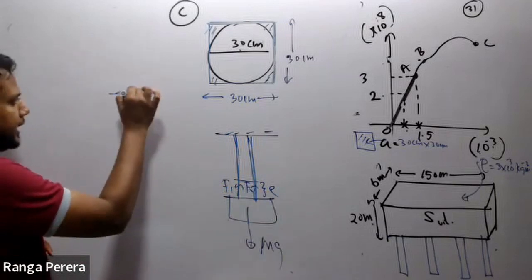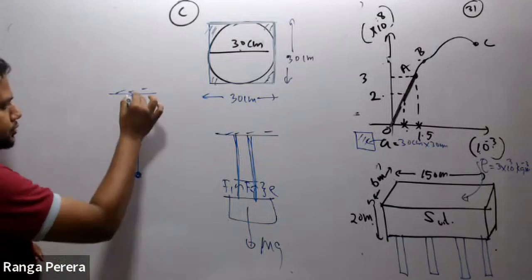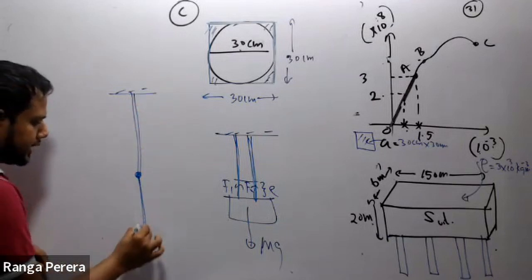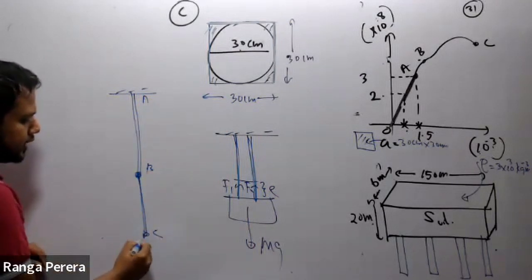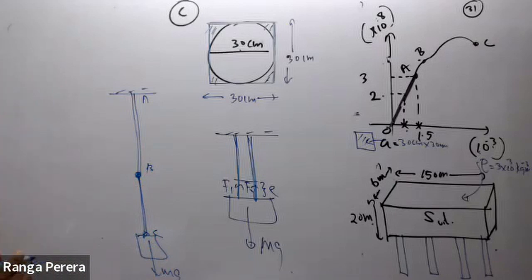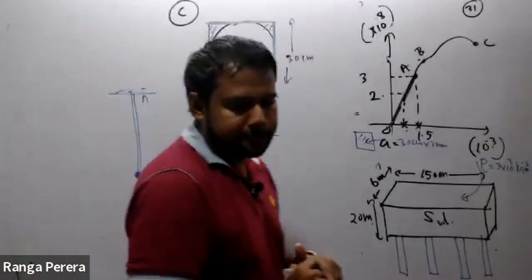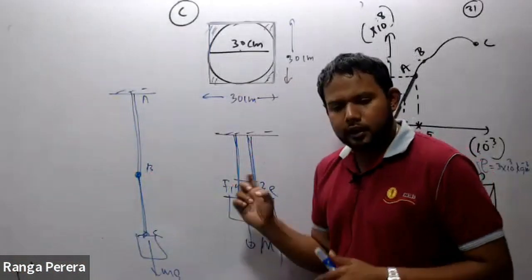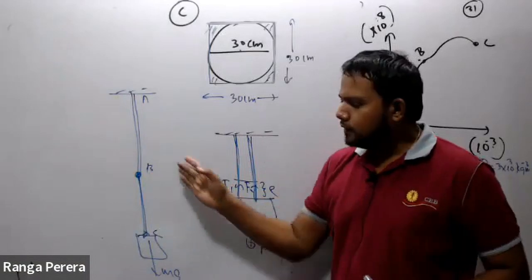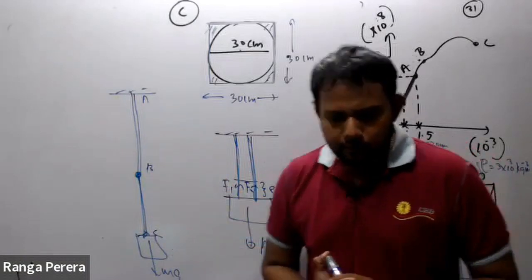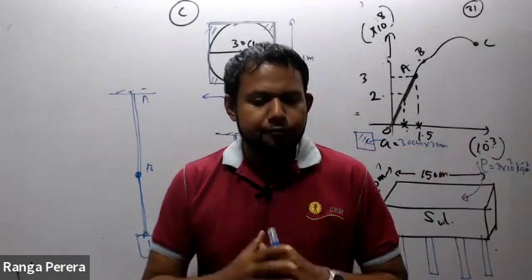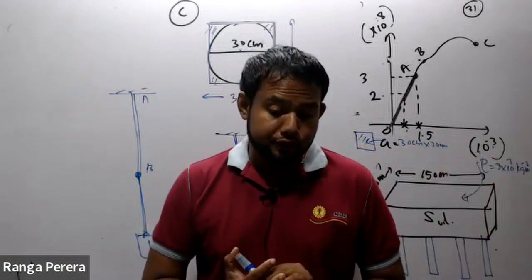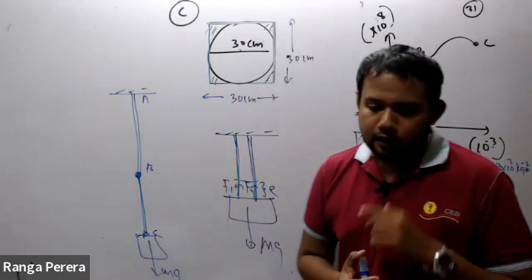Instead of placing them like this, if you place two strings in series, string A, B, C, and place this mg weight, what is the special thing here? When it is parallel, the extension is the same. When it is series, what is the same? Different extension, but same tension, same force. Force is the same. Remember that.